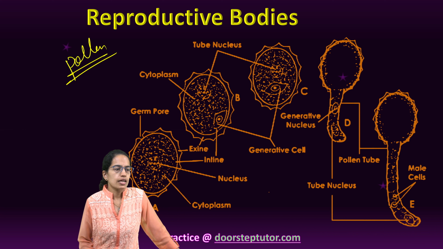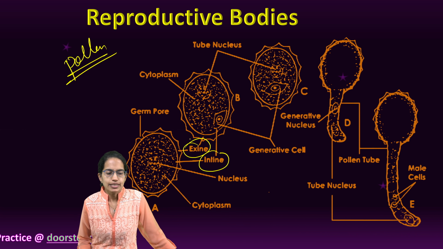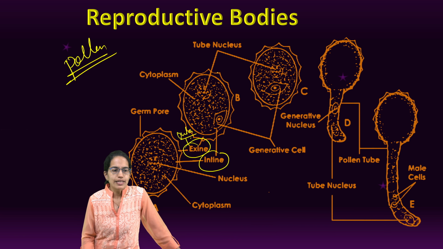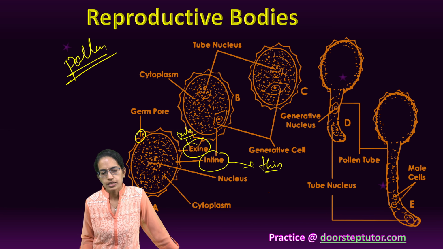Now pollen are a unique structure which have two layers, the exine and the intine. Exine is the outer layer. This outer layer is rough, spinous and has what is called the germ pore. Then there is the inner layer, known as intine. It is a relatively thin layer.